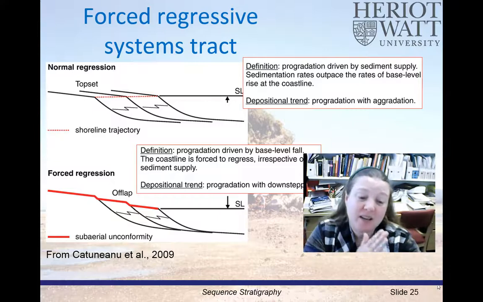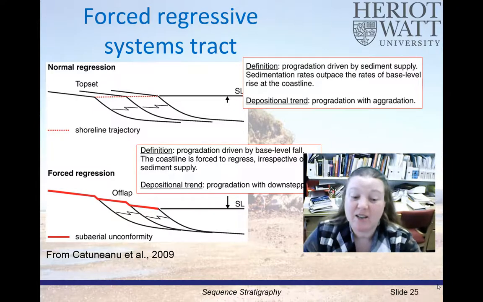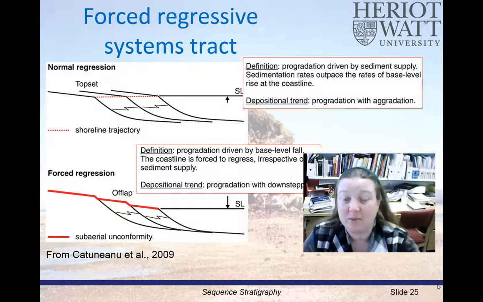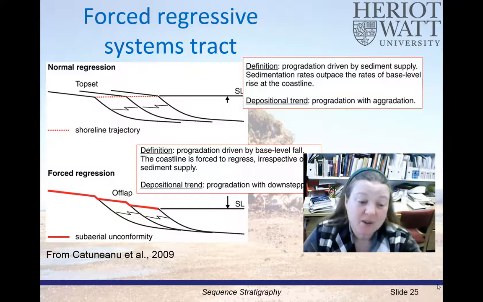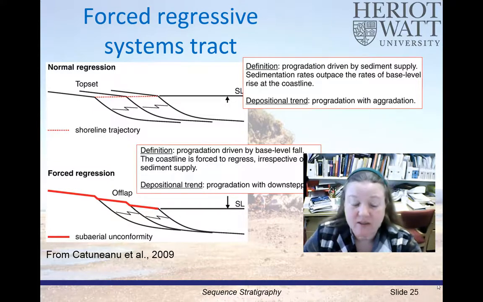So the deposits actually step basinwards as they are deposited during the sea level fall. This may manifest as top lap or as actual downstepping, depending on the relationship between the sea level fall and the sediment supply rates. In order to conclude this architecture in sequences, authors created the extra systems tract, a forced regressive systems tract.